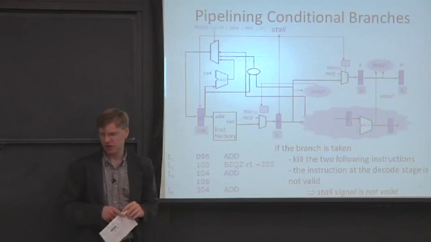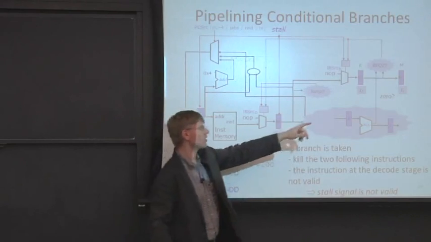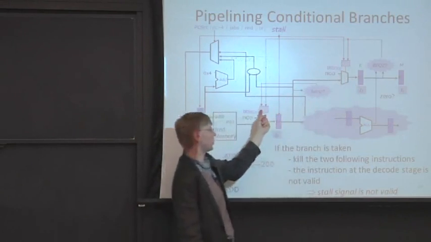Yeah, sorry, this is just drawing now that this branch information has to go into this multiplexer and go into this multiplexer.